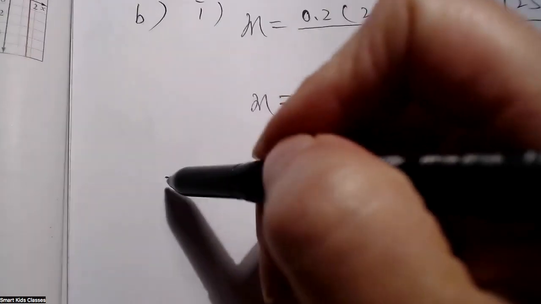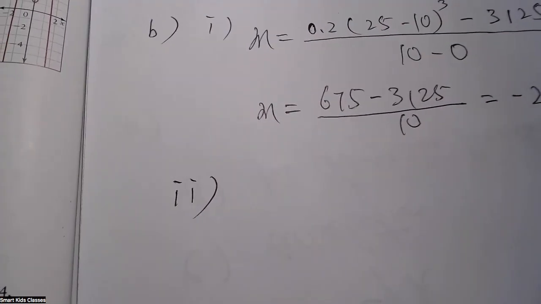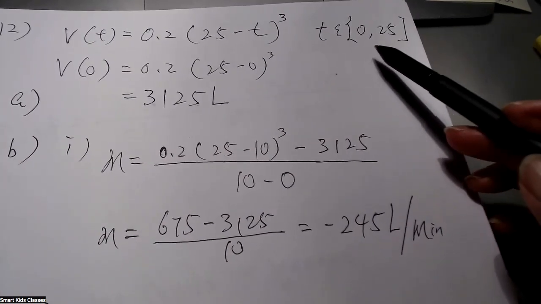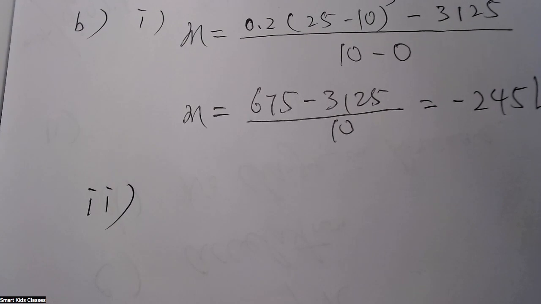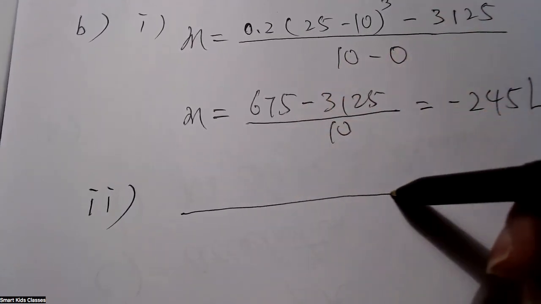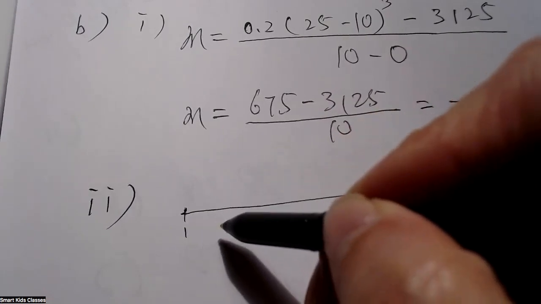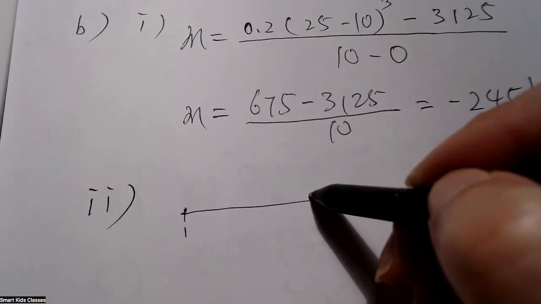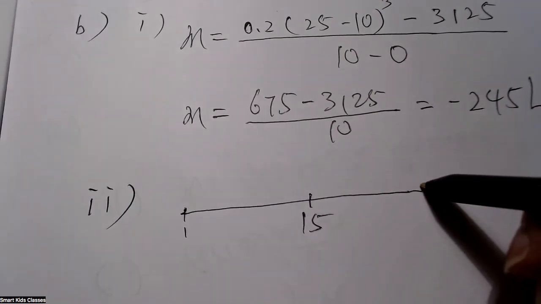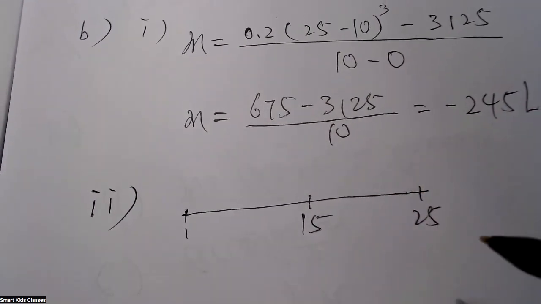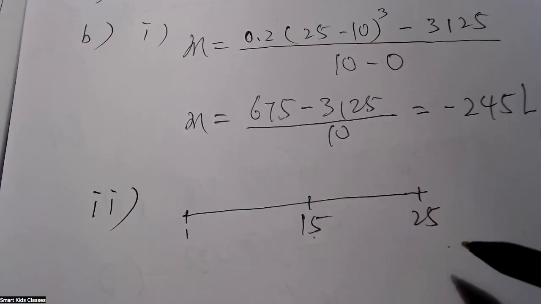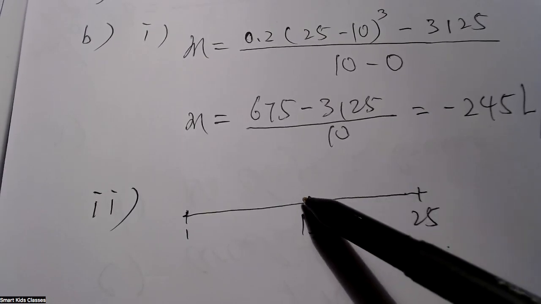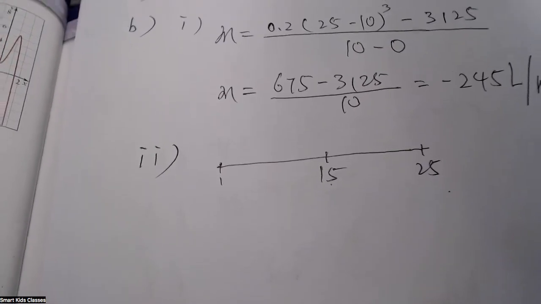The next one, for the second one, we're looking for the last 10 minutes. So for the last 10 minutes, you look at the interval from 0 to 25. If you use the number line, the time interval goes from 15 to 25. So the last 10 minutes is 15 and 25. We're going to apply these 2 points to find the slope.